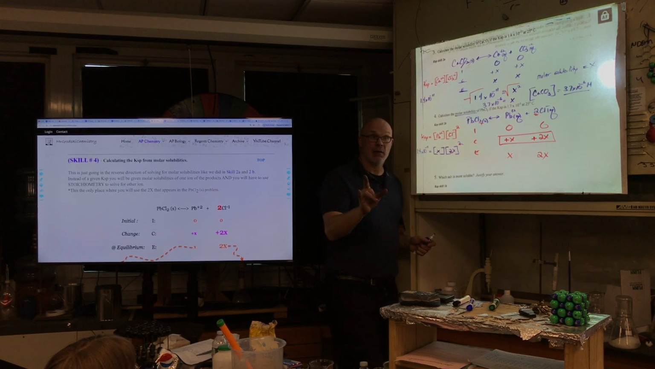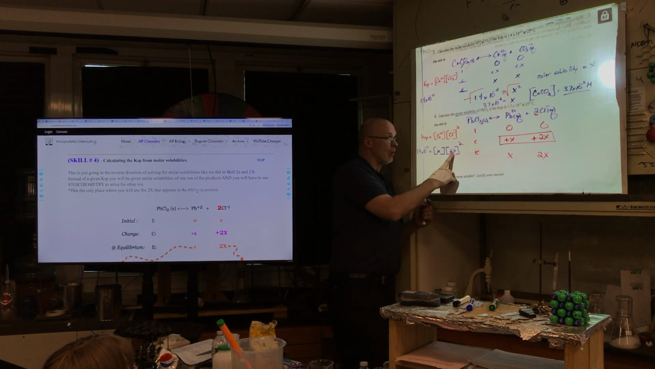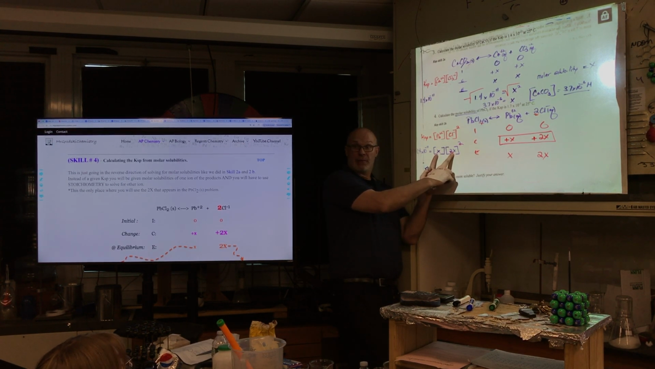Last night, I gave you the molarity of this salt. That was a 2 to 1. What was this? Wasn't it 1/2? We had to cut it in half because of stoichiometry.